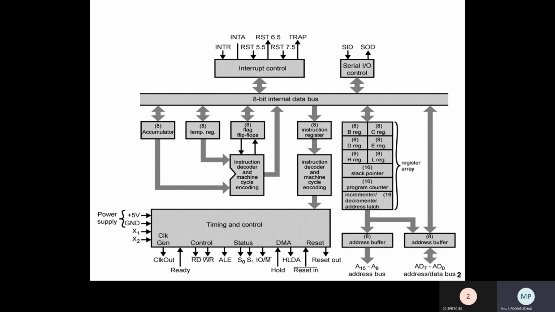DE is also a register pair. HL is a register pair. So these can be accessed separately as 8-bit registers, or combined together we can have them as 16-bit registers. To store an address we'll be using them as 16-bit registers. To store data we'll be using them as 8-bit registers. Right? Stack pointer and program counter are also 16-bit registers.